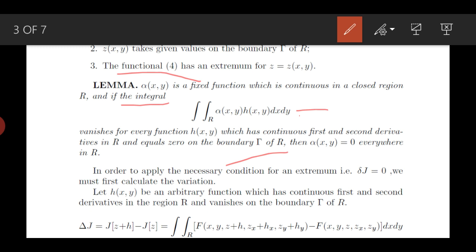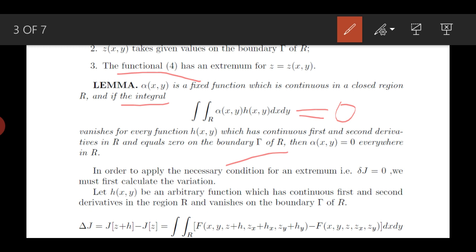So if this integral equals 0 for every h of x, y which has continuous first and second order derivatives in R, and the value of h of x, y on the boundary gamma of R also equals 0, then this implies that alpha of x, y also equals 0 in R.